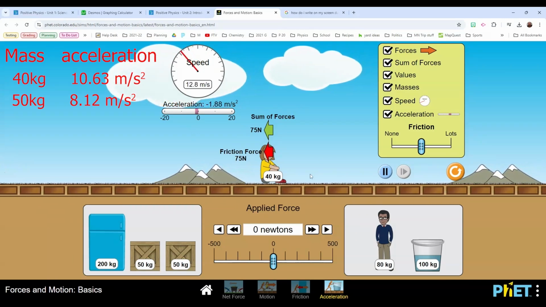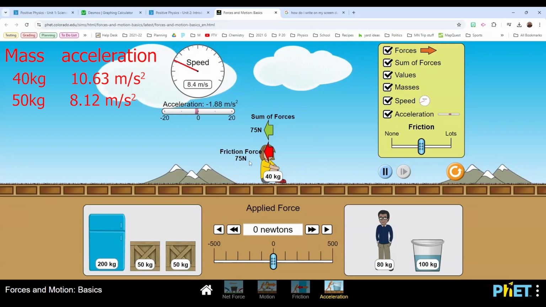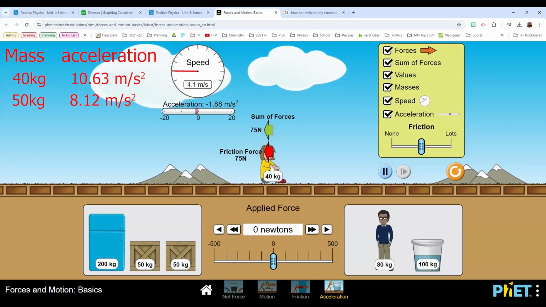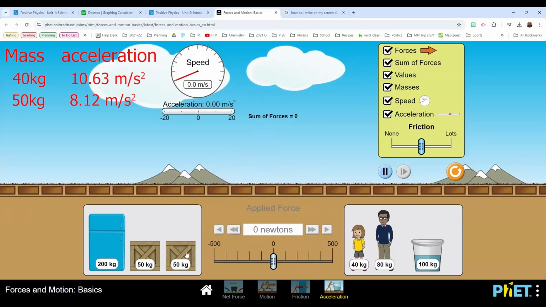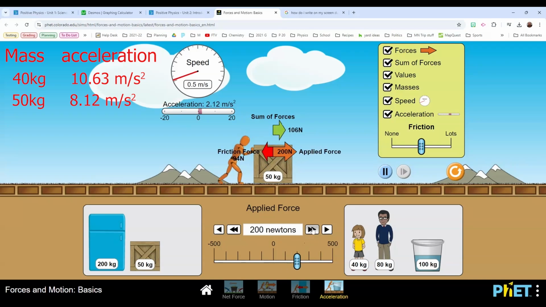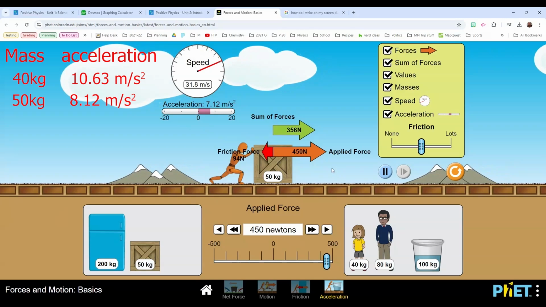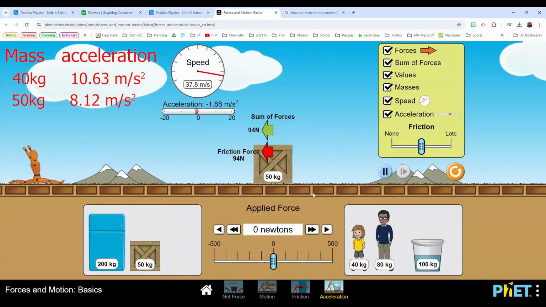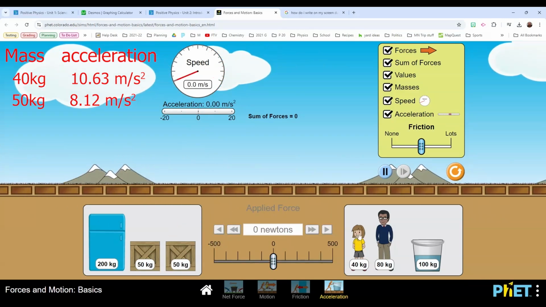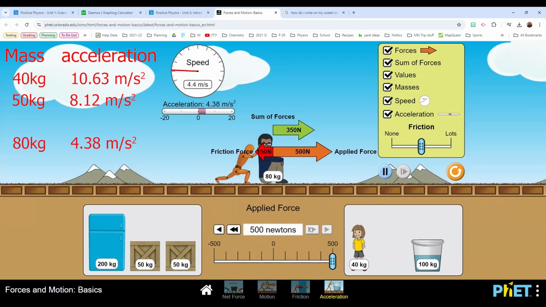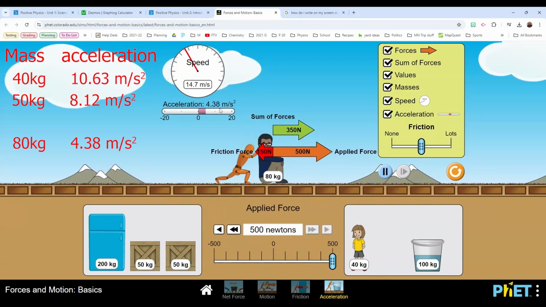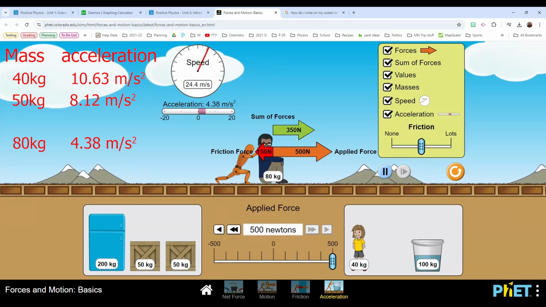Those of you who know what we're talking about already, frictional force changed from 75 for a 45 to 94 for a 50. So we see some changing in that friction. That makes it difficult for people to just plain calculate. Okay, so we got 10.6 here, 8.1 here. If we jump all the way to an 80 kilogram, we know that we'd have 4.3. So it has to be between 8.1 and 4.3.